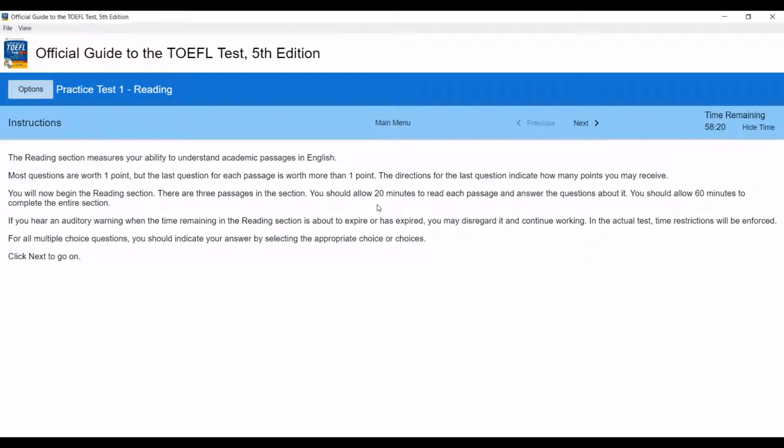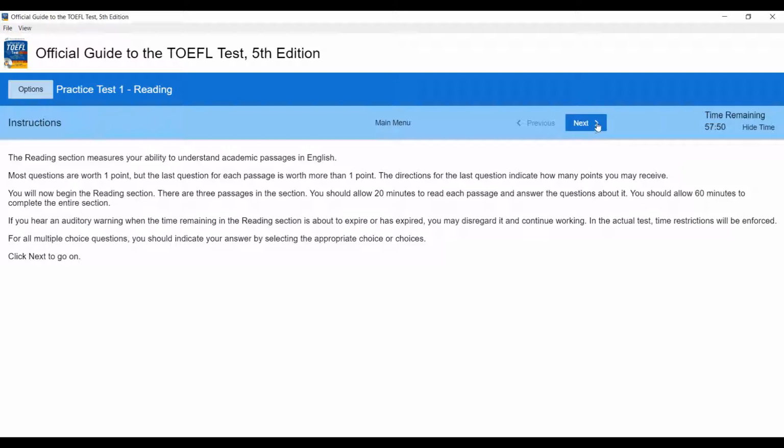This is still the previous version of the exam, where there's 20 minutes per reading passage and a total of 60 minutes. The new version of the exam is about 17-18 minutes per passage, and there are no longer 12 to 14 questions. There are now 10 questions per passage, and a total of about 57 minutes, or 54 minutes, reducing it a few minutes.